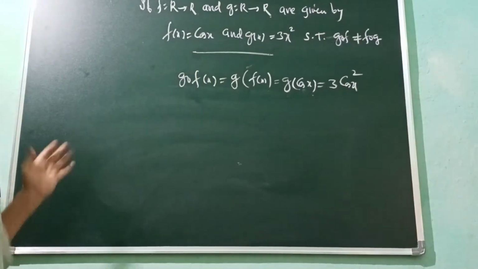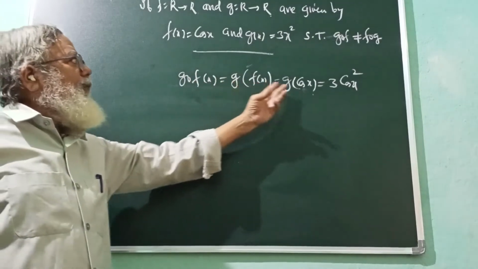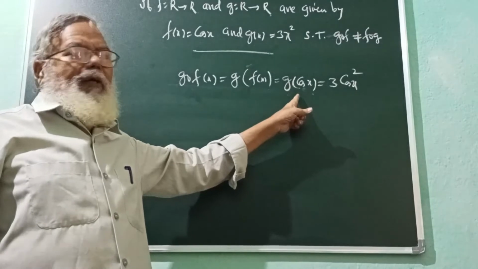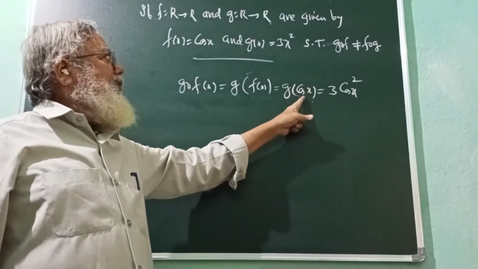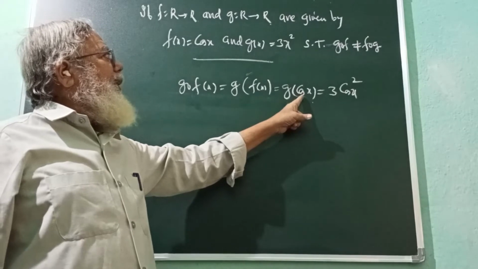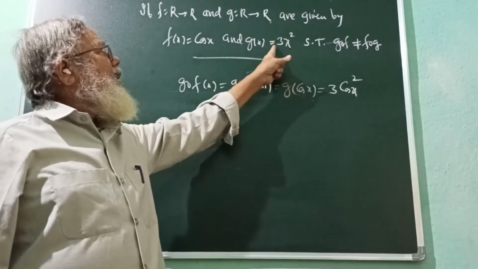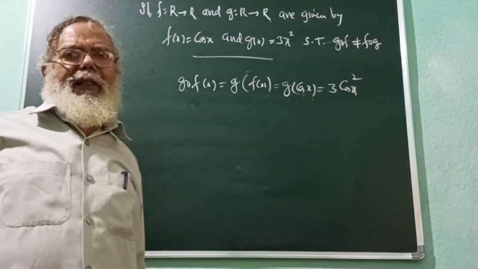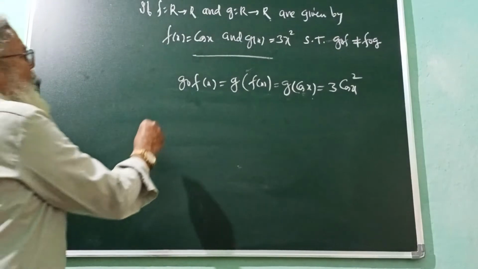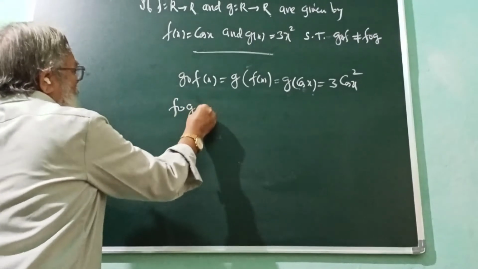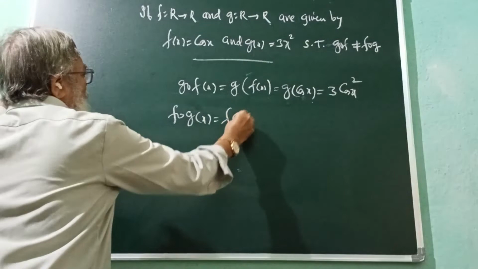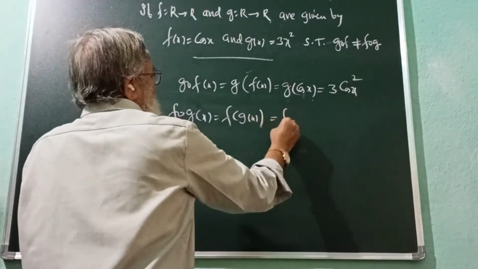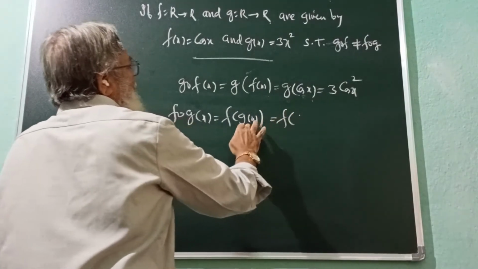That is the method. First we substituted the value of f of x here, and while applying the second function g on that, we should treat this as x, and wherever x is there, we have to put cos x. So 3x square becomes 3 cos square x. That is the meaning here. Similarly, let us calculate (f composition g)(x), that is f of g of x. f of g of x is given by f of, what is the value of g of x?